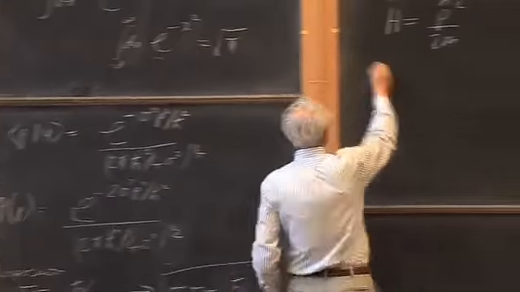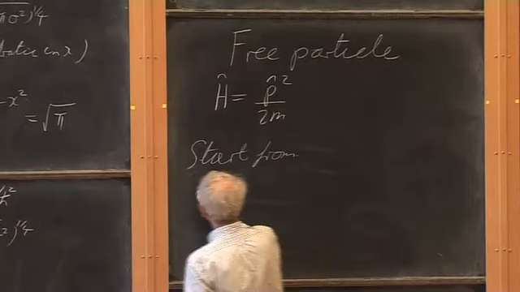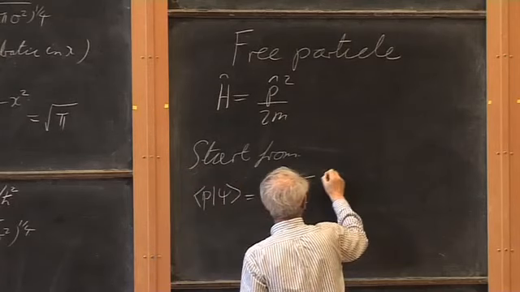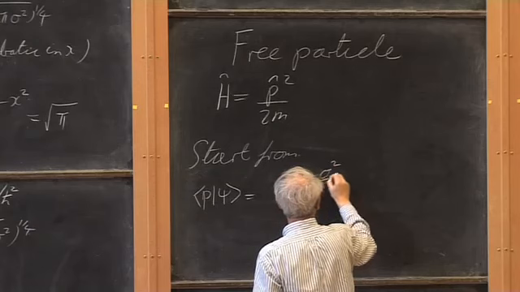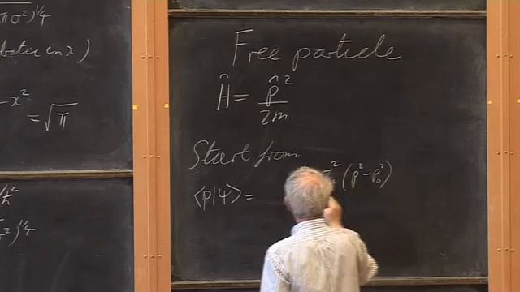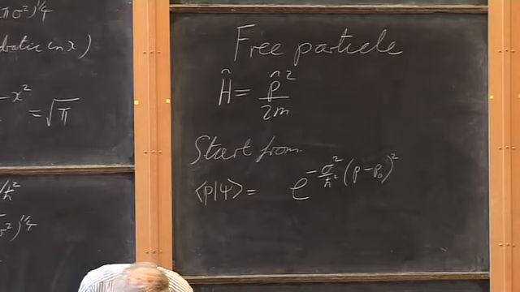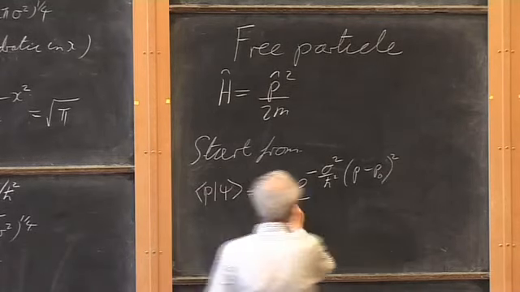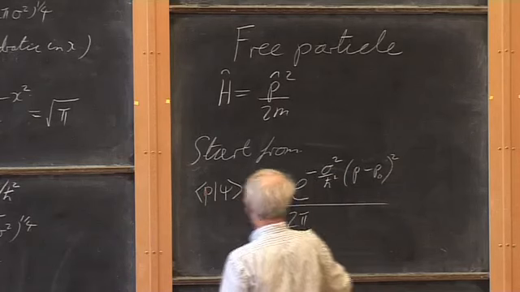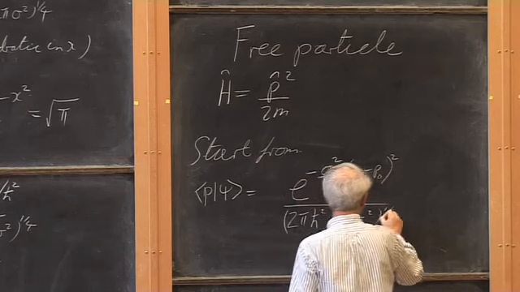Suppose we start from psi of p is e to the minus sigma squared over h bar squared, p minus p naught squared, over this horrible normalizing constant, 2 pi h bar squared over 4 sigma squared to the power of a quarter.